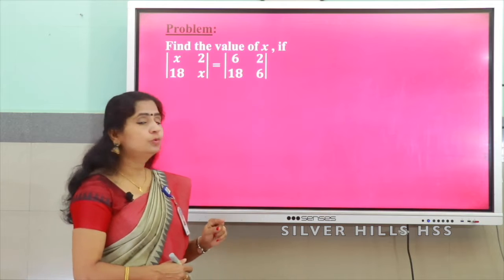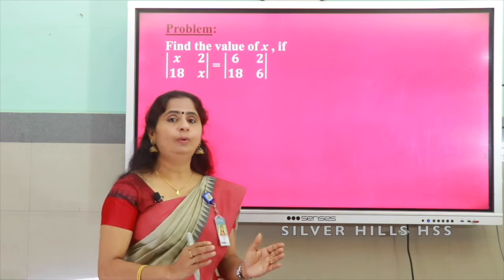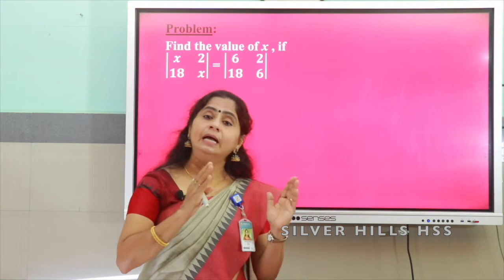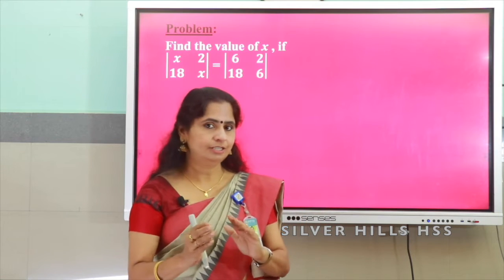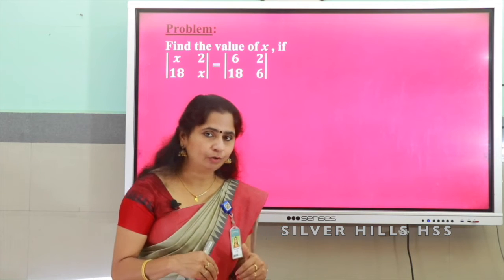Next problem, find the value of x if the determinant x, 2, 18, x is equal to determinant 6, 2, 18, 6. So we have to evaluate the determinant on LHS and RHS separately. Then we have to equate and find the value of x.